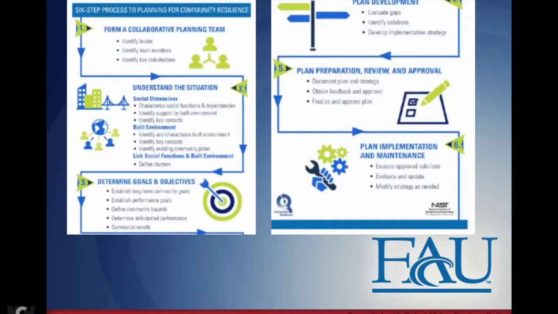So, number one, the first step is to form a collaborative planning team. Number two is to understand the situation, including social dimensions, built environment, and link social functions and the built environment. Number three is to determine goals and objectives. Number four is the plan development. Number five is the plan preparation, review, and approval. And number six is the plan implementation and maintenance.